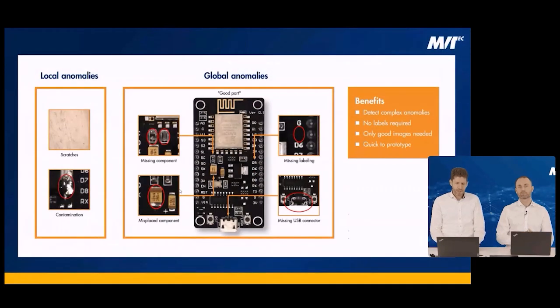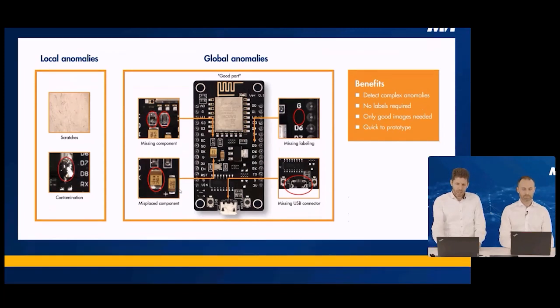The basis of this technology we developed here in the headquarters of MVTec are two deep learning networks. So on the one hand, it checks for the local anomalies. This could be scratches or contamination. And on the other hand, it checks for global anomalies. This can be missing components or misplaced components. And the benefits are that you train your model just with good images, so no label work is required, and you are very fast to prototype.